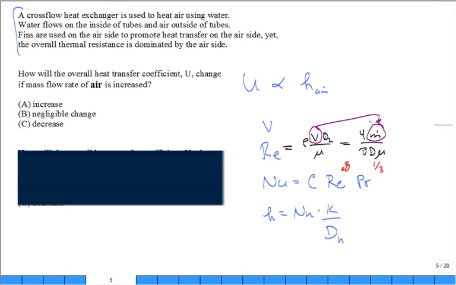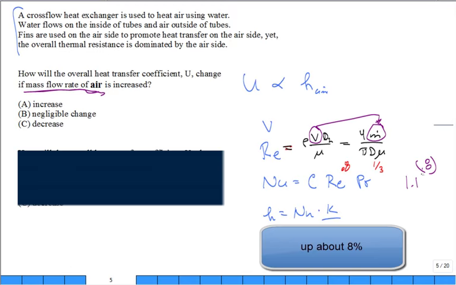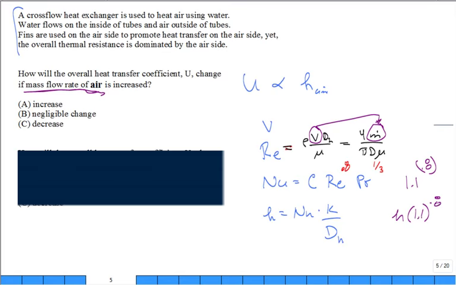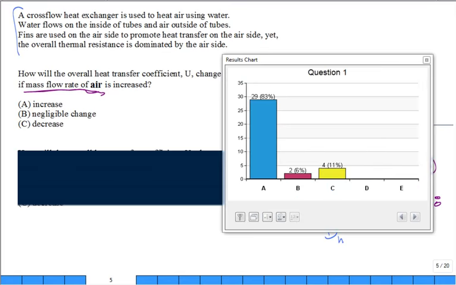So if I have a 10% increase in the mass flow rate of the air, how much did the Reynolds number go up? 10%. And then how much did the Nusselt number go up? 1.1 to the 0.8 power. It'll be not quite 10%, right? And then how much did H go up? 1.1 to the 0.8. That's how much it went up. The H would go up. So everybody, I hope we're able to say that we do have an increase. The U is increased. True?